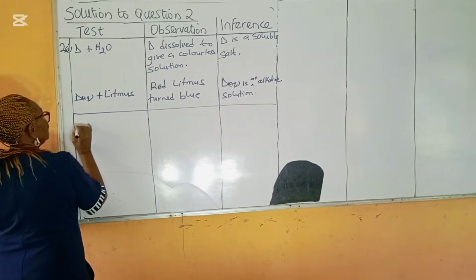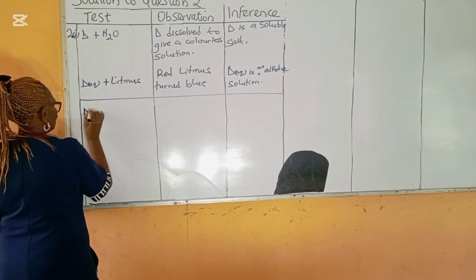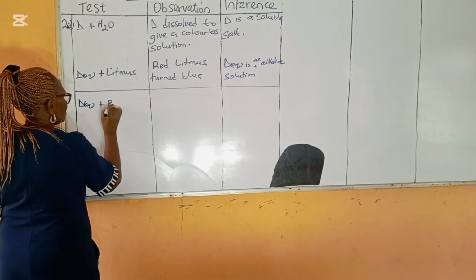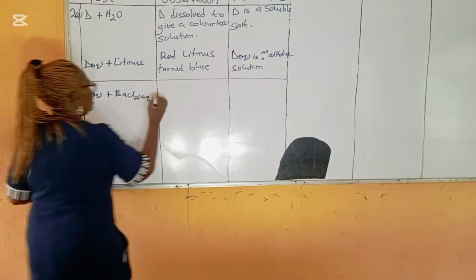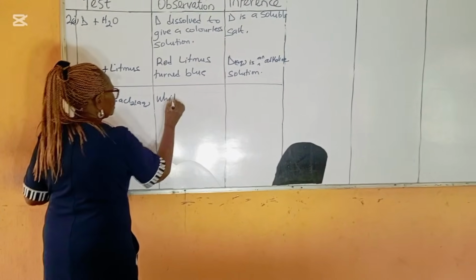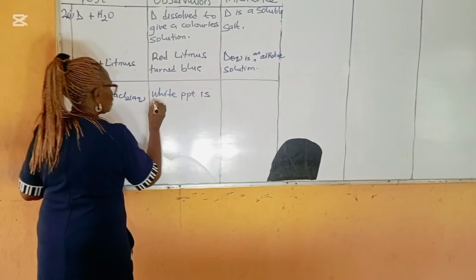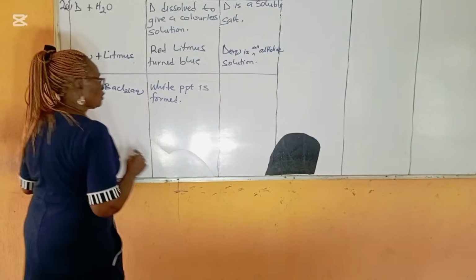So I'll just say D solution, meaning of saying 2 cm cube. It's not necessary. D solution plus barium chloride aqueous. We observe white PPT. White PPT is what? Formed. Tell them that it is formed.